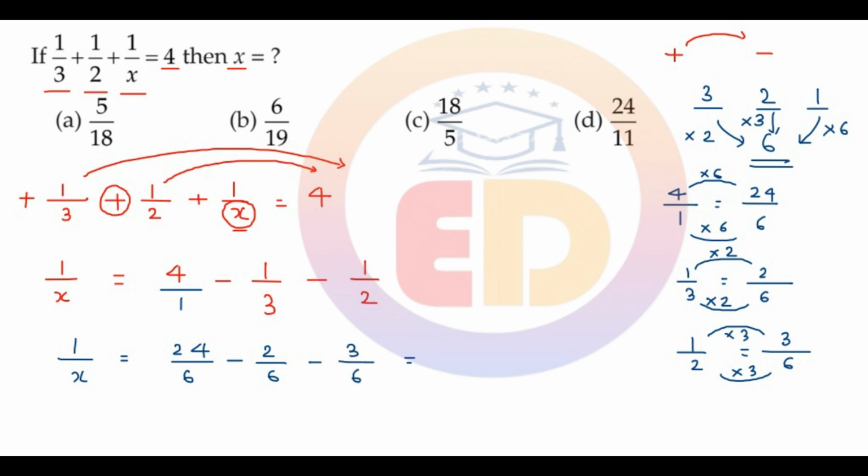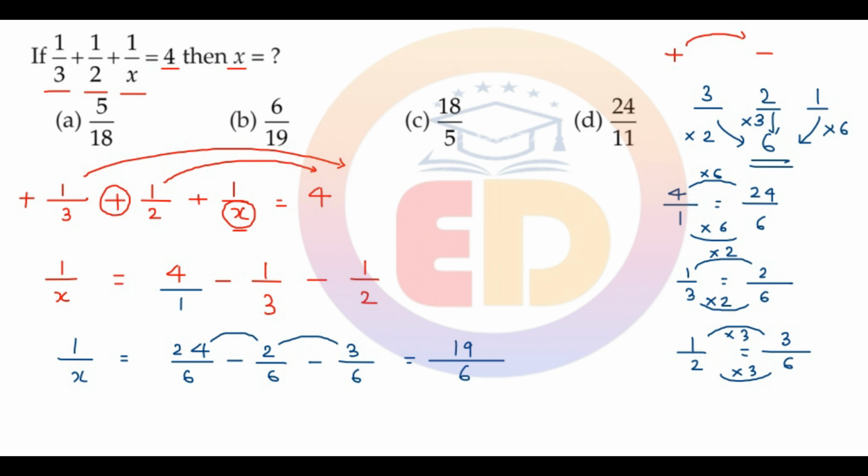Now friends, all of these three are like fractions because they have the same denominator. So I will write down 6 as my common denominator. And let us operate the numerators. 24 minus 2 is 22. 22 minus 3 is 19. So my value is 19 upon 6.